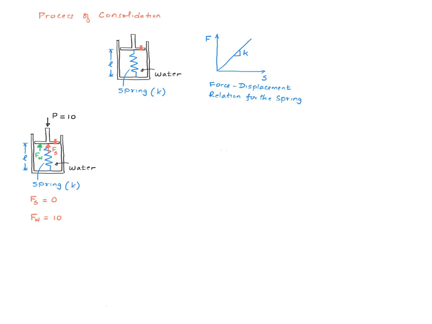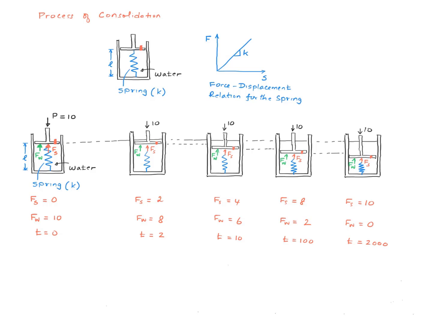Now let's just say we open the valve, but let's assume that the valve is so small that the water can only come out very, very slowly. As the water slowly oozes out, the piston gradually sinks. As it sinks, the compression of the spring increases, and therefore the force on the spring gradually increases. So in this example, it went from 0 to 2 to 4 to 8 and finally to 10 units. So at this point, the water doesn't have to carry any load. So there's no force carried by water.